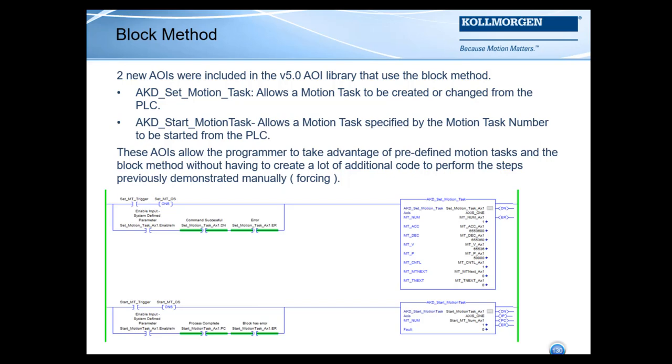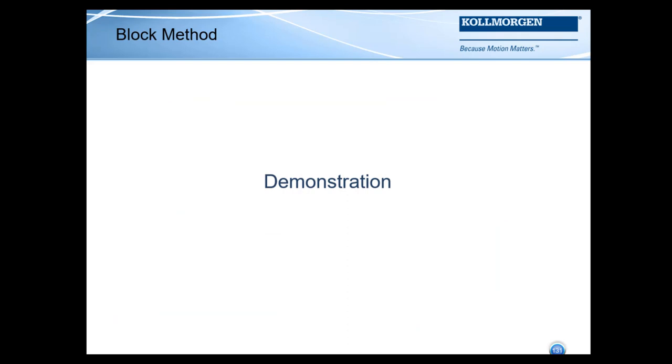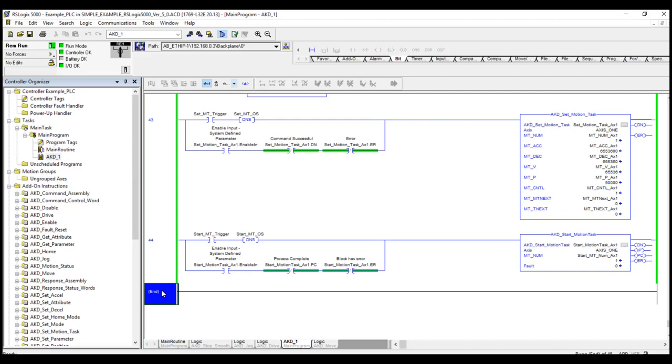In the screenshot below, I show an implementation of 2 rungs with the AKD set motion task and the AKD start motion task add-on instructions. Now I'm going to demonstrate the usage of these. In my project, I've added 2 rungs for the triggering and execution of the 2 add-on instructions. Before we demonstrate the AKD set motion task, let's focus on the AKD start motion task add-on instruction.